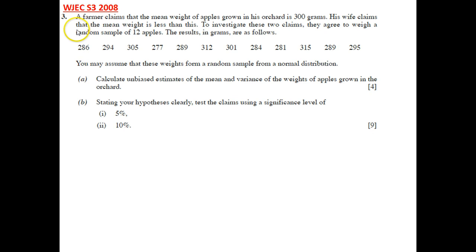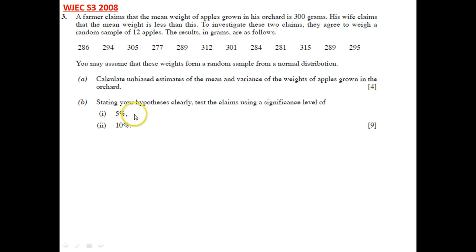One last question. A farmer claims that the mean weight of apples grown in his orchard is 300 grams. His wife claims that the mean weight is less than this. To investigate these two claims, they agreed to weigh a random sample of 12 apples. The results in grams are as follows. You may assume that these weights form a random sample from a normal distribution. Calculate unbiased estimates of the mean and the variance of the weights of the apples grown in the orchard.